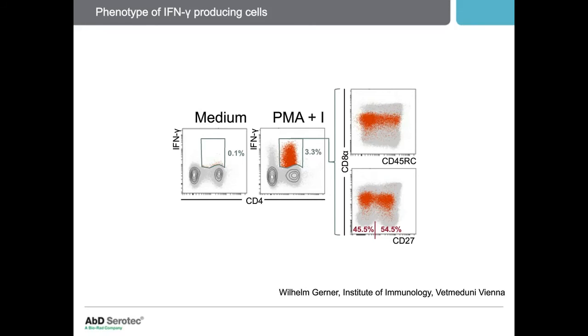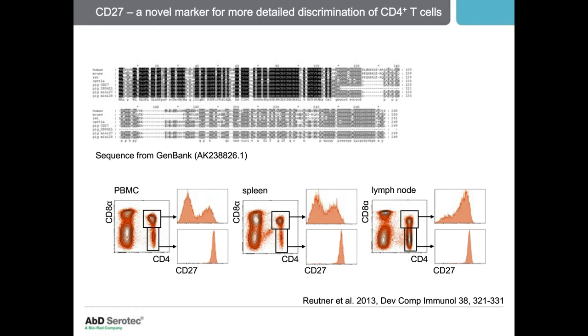What is now the role of CD27? In our hands, CD27 is a novel marker for detailed discrimination of CD4-positive T cells. When we have a look at the CD4-positive T cell subpopulations, the CD4-positive, CD8 negative ones and the double positive ones, we see that all naive CD4-positive, CD8 negative ones show a high CD27 expression, whereas the double positive ones split into two CD27 defined subpopulations.